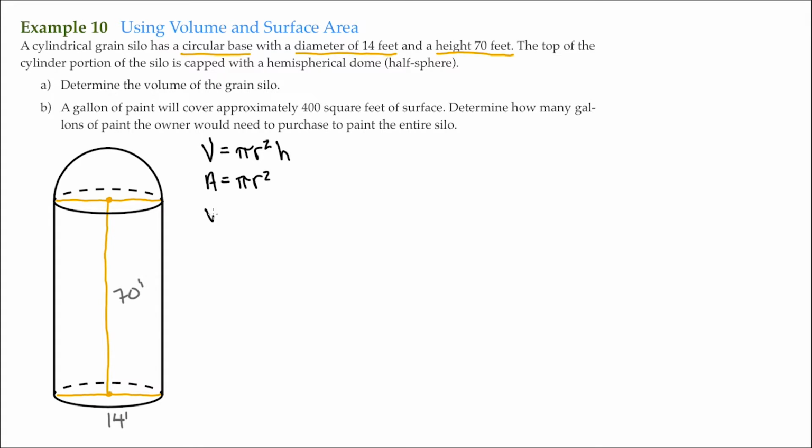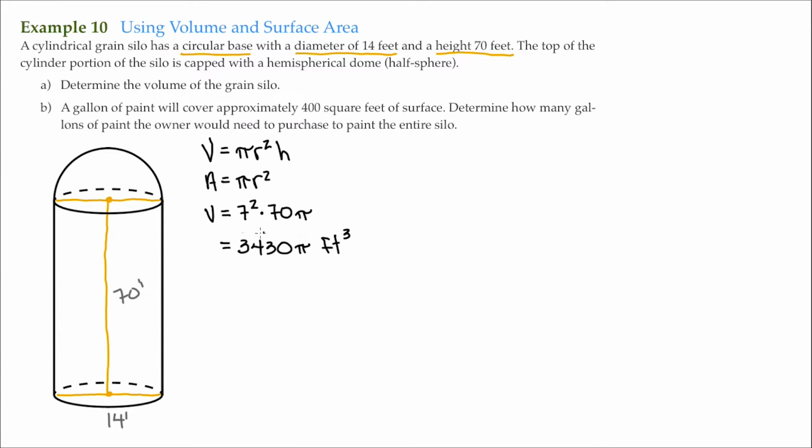So the volume is r squared. Now, since the diameter is 14 feet, then the radius has got to be 7 feet, so that's going to be 7 squared. We'll multiply that by the height, that's 70, and then we'll multiply that by pi. This comes out to be 3,430 pi cubic feet. And we have to mark it with this to the third power to indicate that we're talking about volume. Now this is the exact volume.